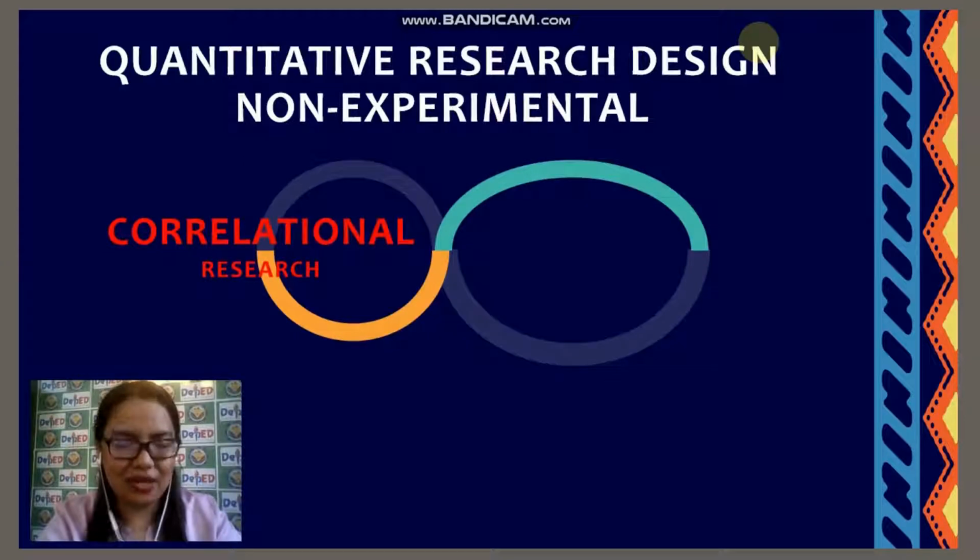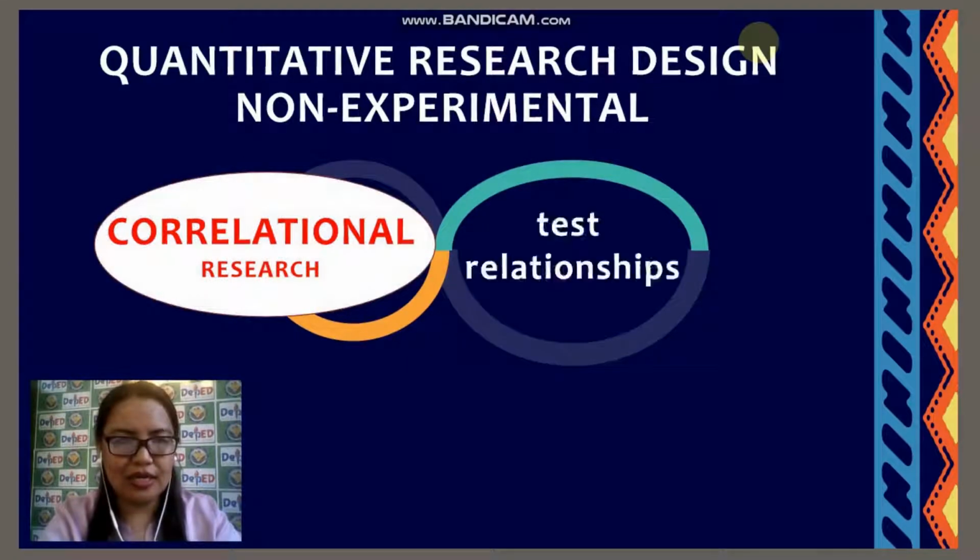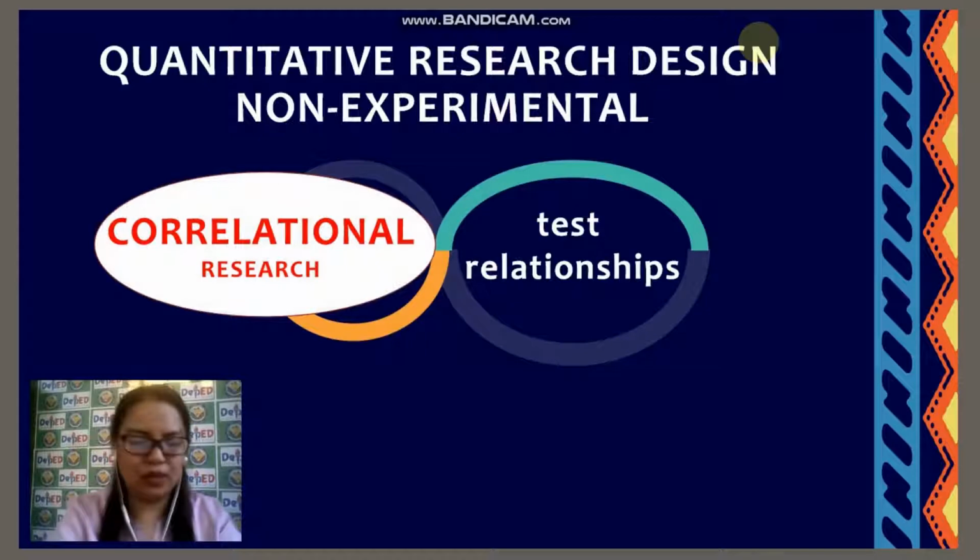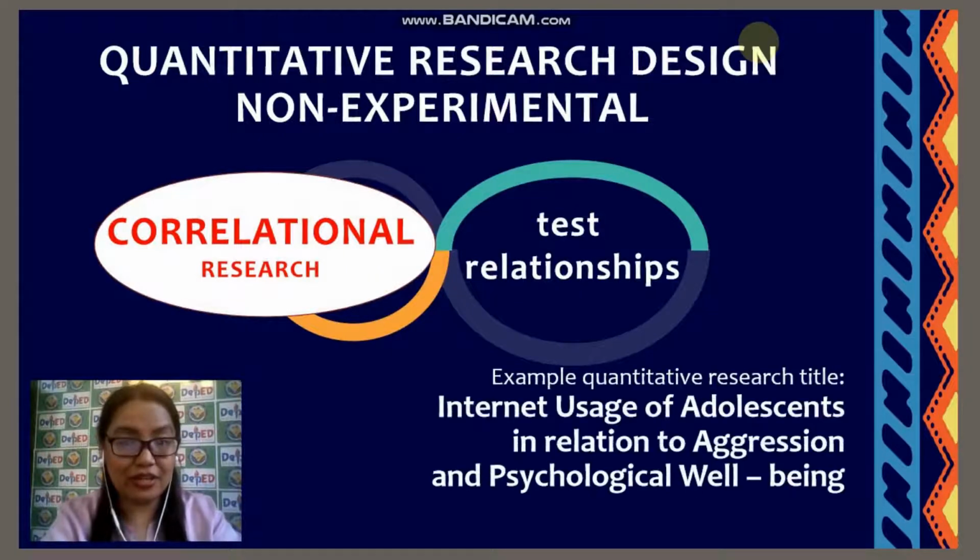Next is correlational research. It just tests relationships between two variables. Here's an example. Internet usage of adolescents in relation to aggression and psychological well-being. So this research aims to investigate the relationship among internet usage, aggressive behavior, and psychological well-being of adolescents.